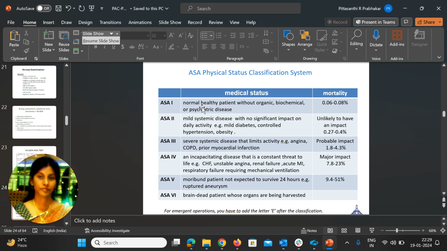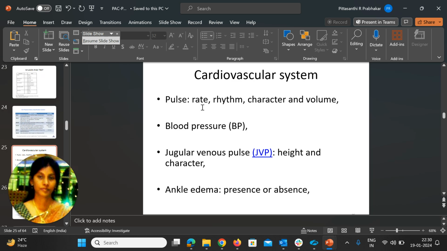ASA 5 is a moribund patient not expected to survive 24 hours, like ruptured aneurysm, 9.4 to 51%. In ASA 6, it's a brain dead patient whose organs are being harvested. For emergent operations, add E after the classification.